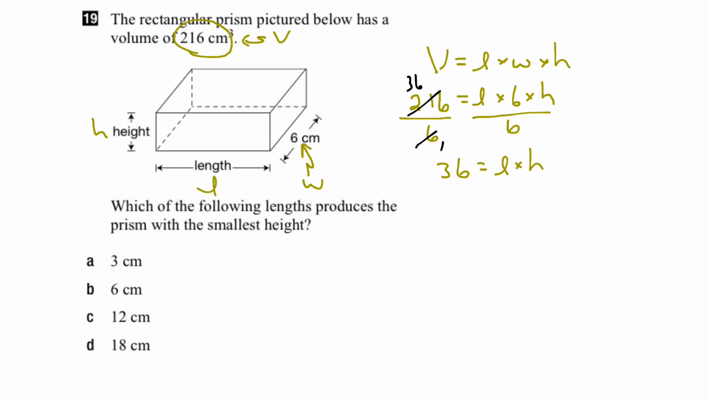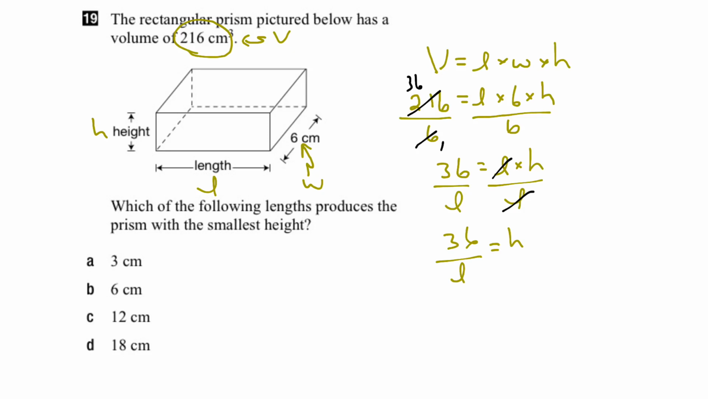Now we're asked to find the smallest height. So let's isolate this equation for h. To do that, we'd divide both sides by L. And what we would get is the L's canceling, and then we would get 36 divided by L, or the length, equals the height.